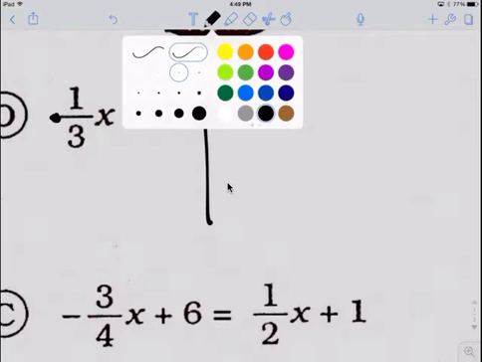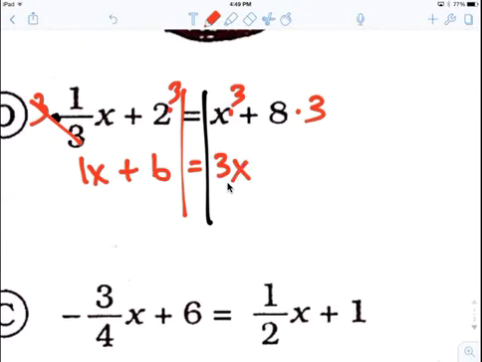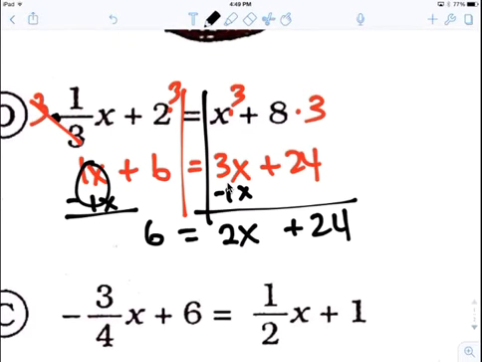Times 3 here, times 3 to this one, times 3, times 3. You get 1x plus 6 equals to 3x plus 24. Now you make zeros to the smallest coefficient, -1x, -1x. 0 plus 6 is 6. That's 2x plus 24. Then you minus the 24, right?